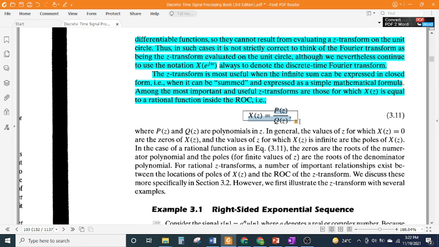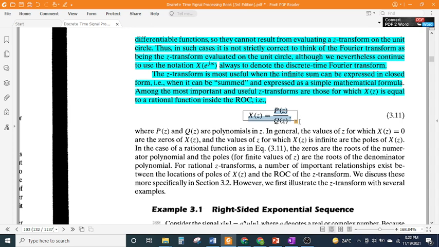For rational Z-transforms, a number of important relationships exist between the locations of poles of X(z) and the ROC of the Z-transform. We discuss these more specifically in Section 3.2. However, we first illustrate the Z-transform with several examples. Example 3.1: Right-sided exponential sequence. Consider the signal x[n] = a^n u[n], where a denotes a real or complex number.